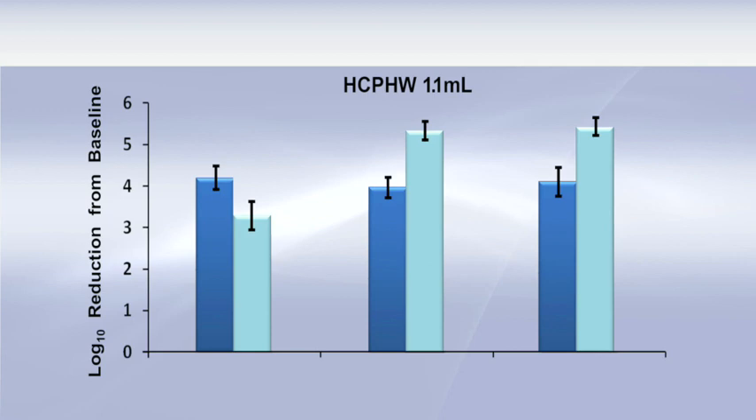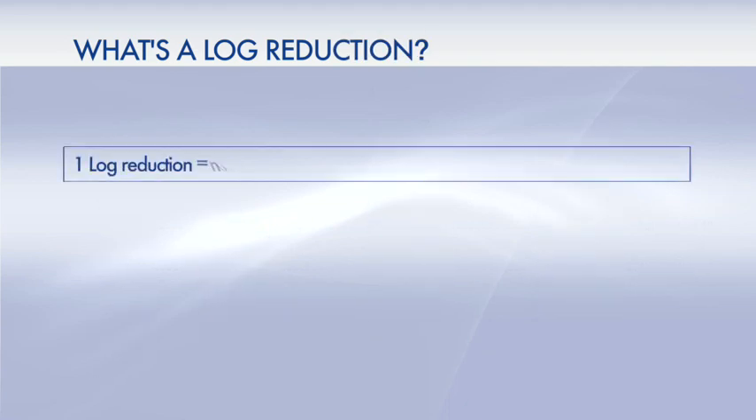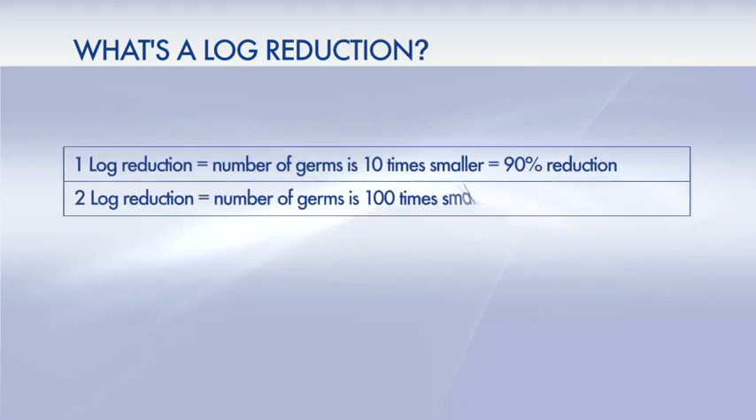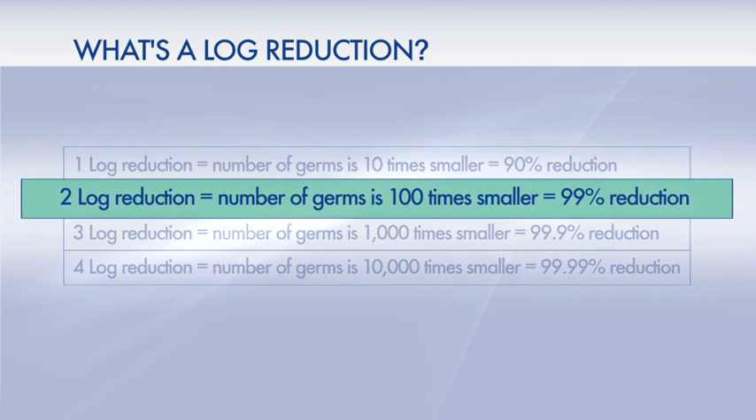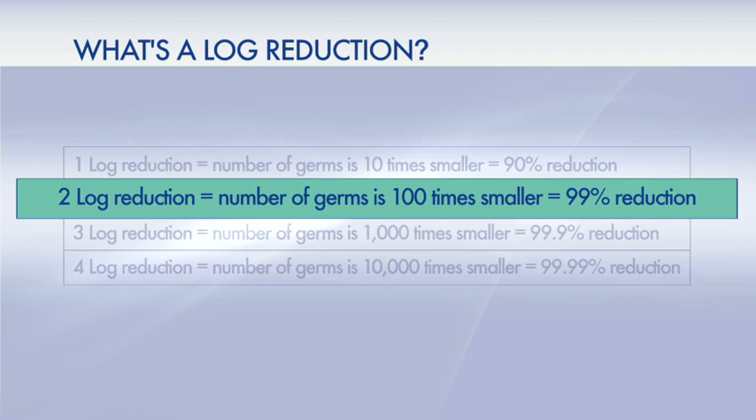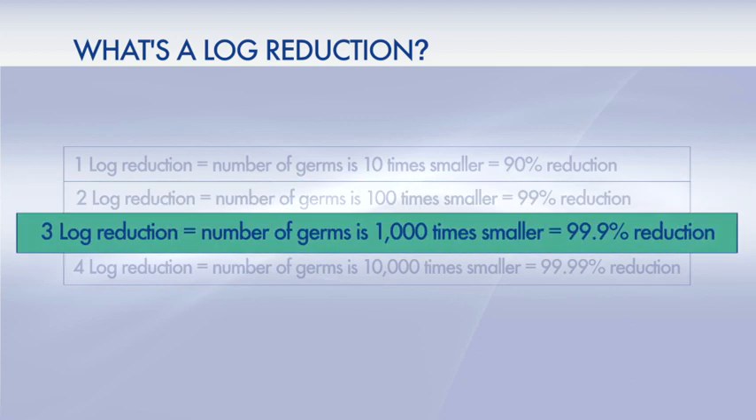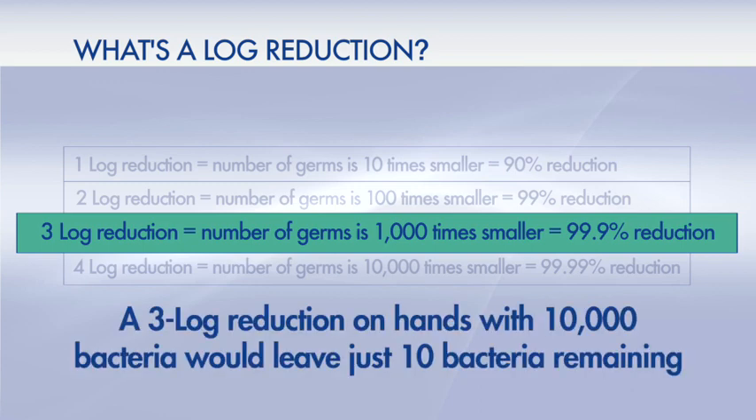The FDA requires products to achieve a minimum 2 log reduction after the first use and a 3 log reduction after the 10th consecutive use. What's a log reduction? A log reduction is a term that refers to the reduction of germs relative to the starting concentration. To explain it further, a 2 log reduction means the number of germs is 100 times smaller, and a 3 log reduction means the number of germs is 1,000 times smaller. Therefore, if you were to start with 10,000 bacteria on your hands and use a product that achieves a 3 log reduction, then you would have just 10 bacteria remaining on your hands.